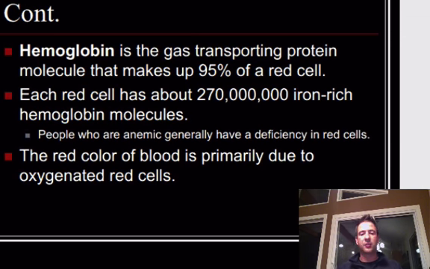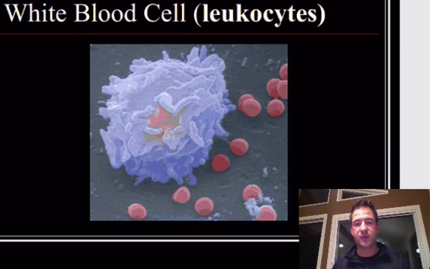And then the color of blood is primarily red due to oxygenated red blood cells. Oxygenated means that they have oxygen, that they are in the presence of oxygen.